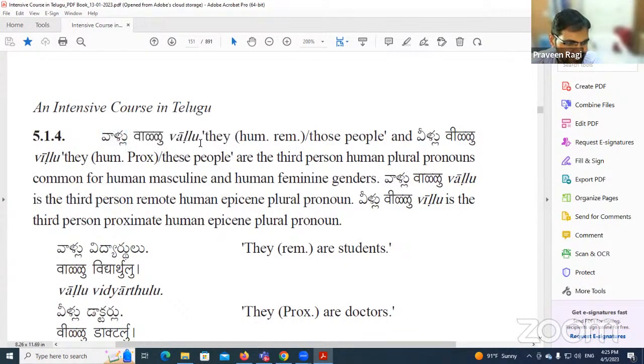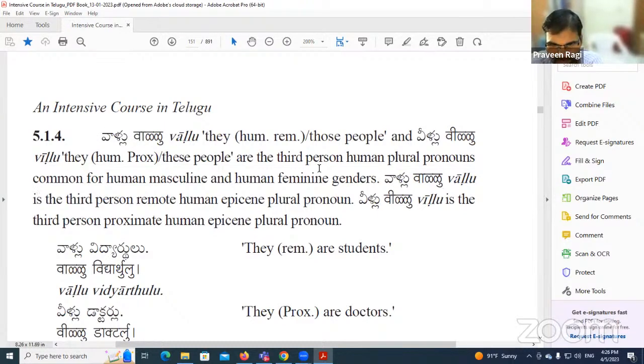Wallu means they. Okay. This is human remote. Those people. And Veelu, this is human proximate. Okay. These people are the third person human plural, common for human masculine and human feminine gender. So this is used for people irrespective of gender for plural. Okay. Vallu is the third person remote.